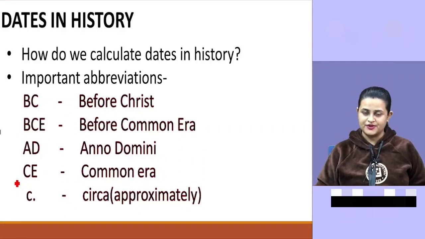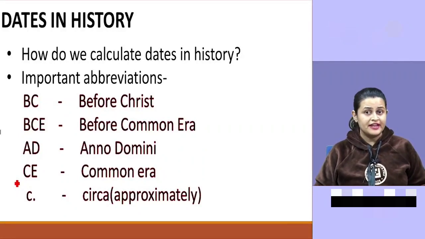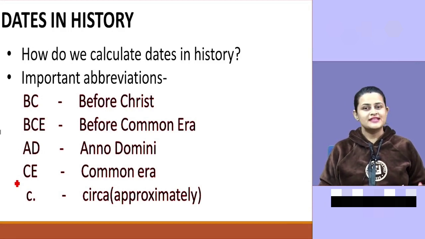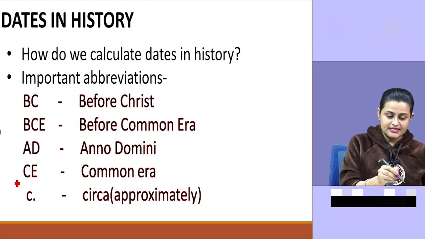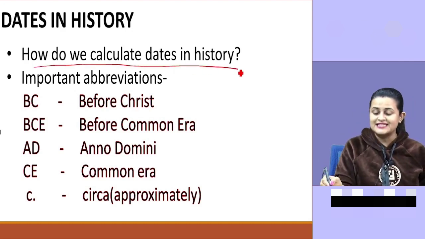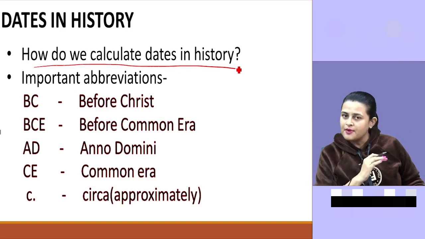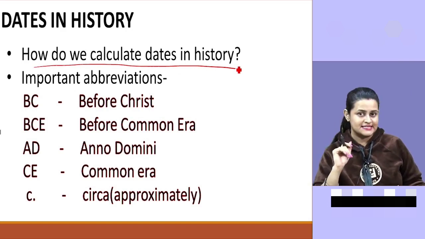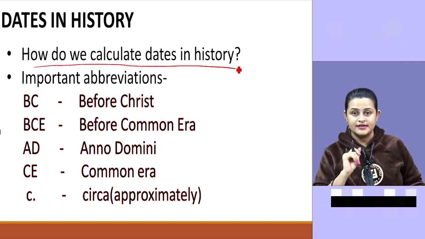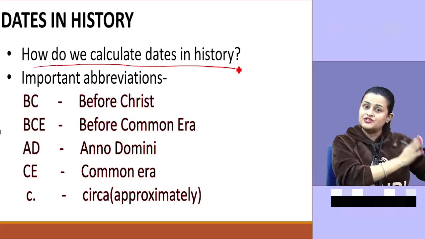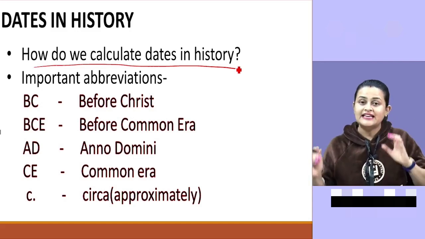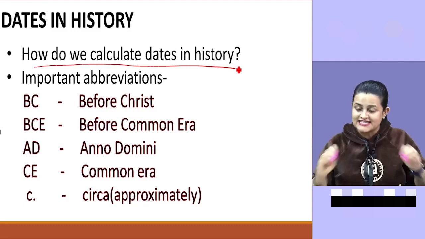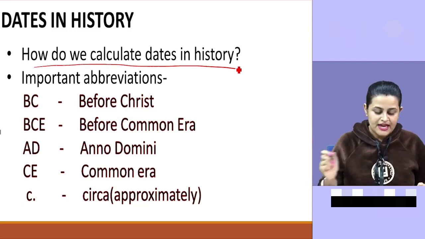Dates in history. Dates are a very essential part of history. Without dates, history is incomplete. So, here we will understand how we calculate dates in history. To understand history, we should know the dates. Accuracy is required: which thing happened in which time period. So, to understand it, we will understand the timeline or the dating system of history.